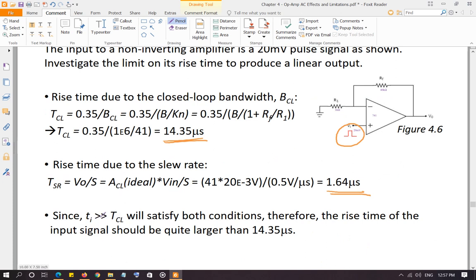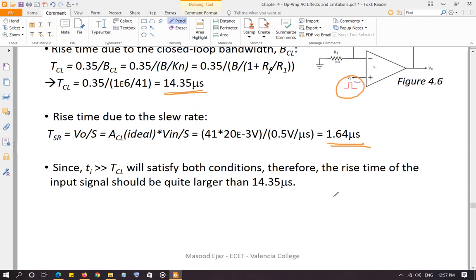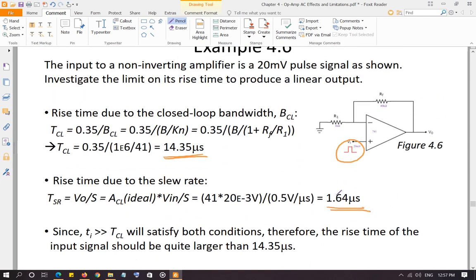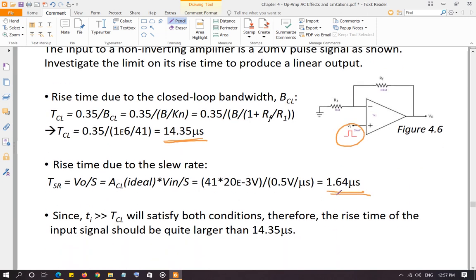Ti has to be quite larger than TCL, and Ti has to be larger than TSR. So in this case, the higher of the two is going to satisfy both conditions, and that is 14.35 microsecond. So Ti has to be larger than 14.35 microsecond in order for the output rise time to be equal to the input rise time. For time, remember, you're comparing the greater condition, because if it's smaller than a specific value, the output cannot follow the input. If it is greater than a specific value, then yes, the output can still follow the input.